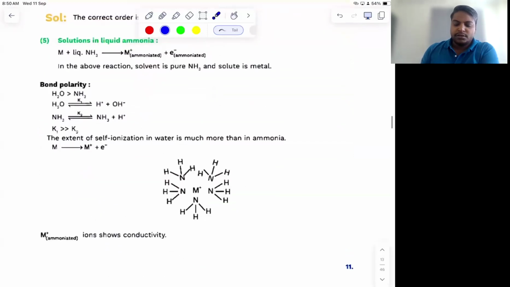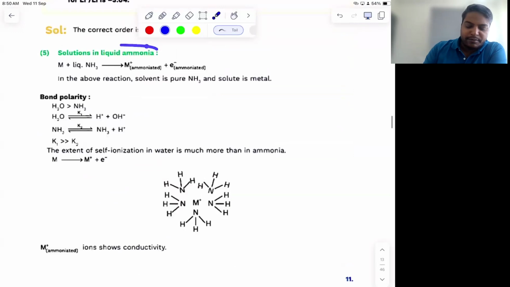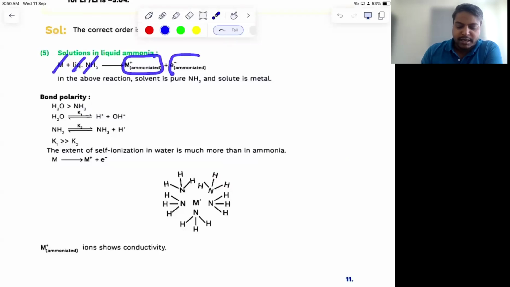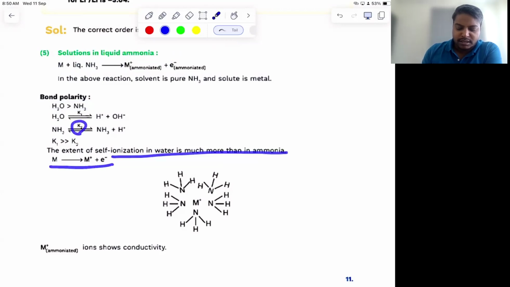Now, solutions in liquid ammonia. This is a very important part for the exam. When a metal is added to liquid ammonia, it will give ammoniated ions and the electron will also get ammoniated. If you notice the bond polarity, water has more polarity as compared to ammonia. So the extent of self-ionization in water is much more than in ammonia.